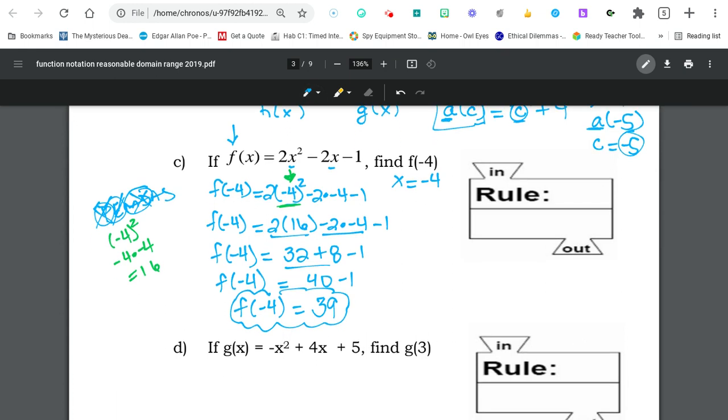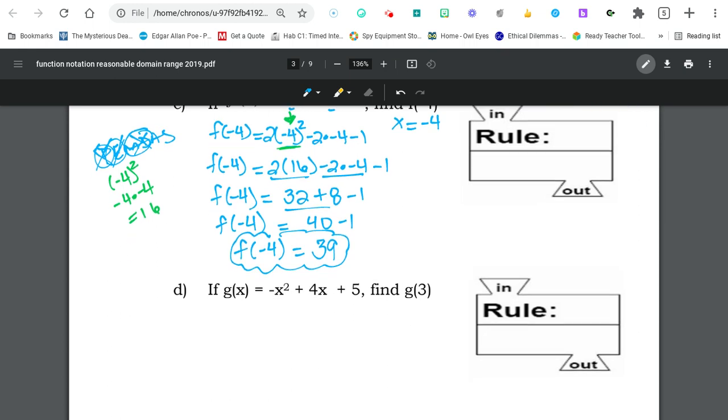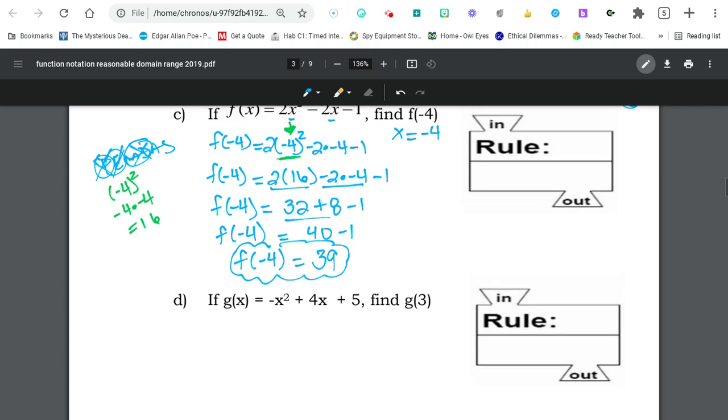Again, make sure you're pausing the video and taking notes. Let's take a look at D. D says if g of x is equal to -x squared plus 4x plus 5, find g of 3. So I have been saying F because the function was labeled F, but here my equation or function is labeled with G, okay?